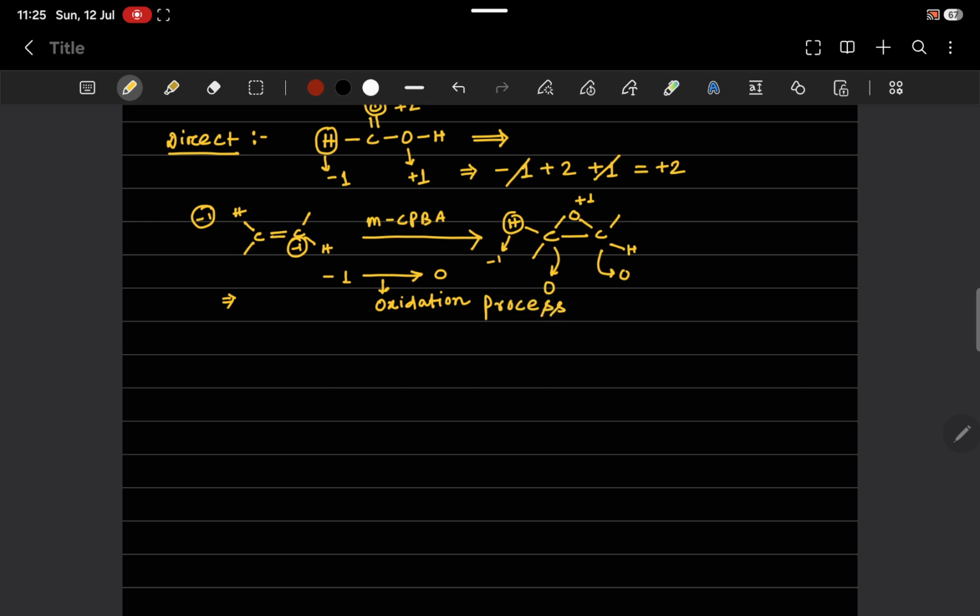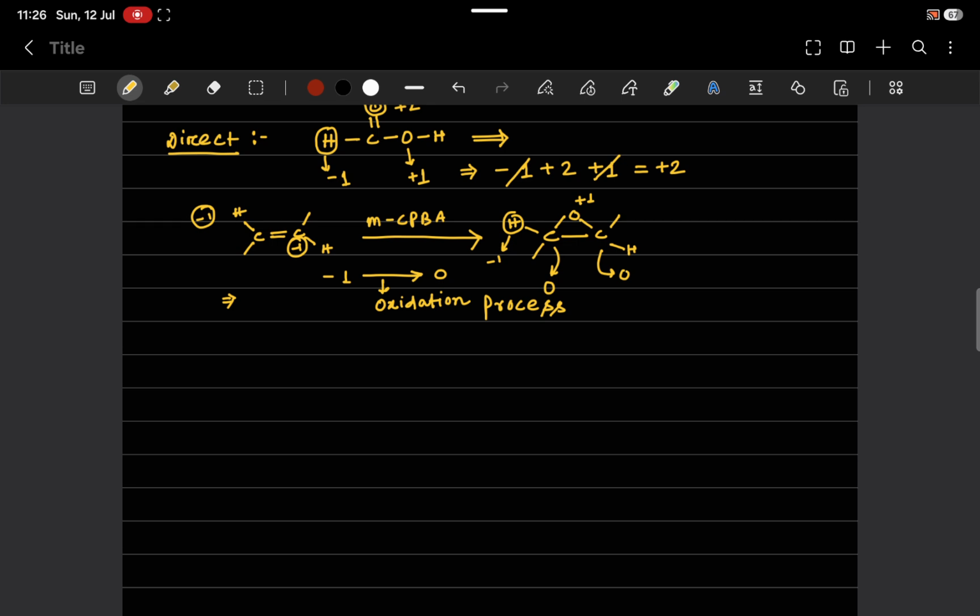So from this particular point up to here, I think you have learned a very important concept: how to find the oxidation number, and what the rules are to define a reaction as an oxidation reaction.